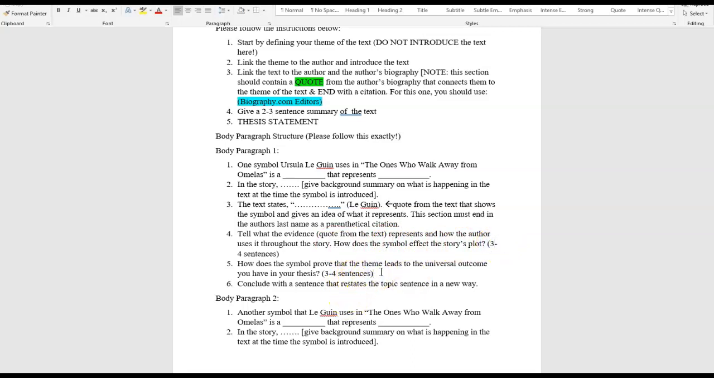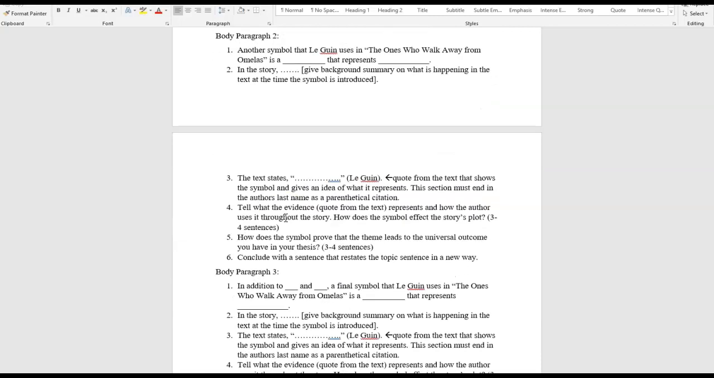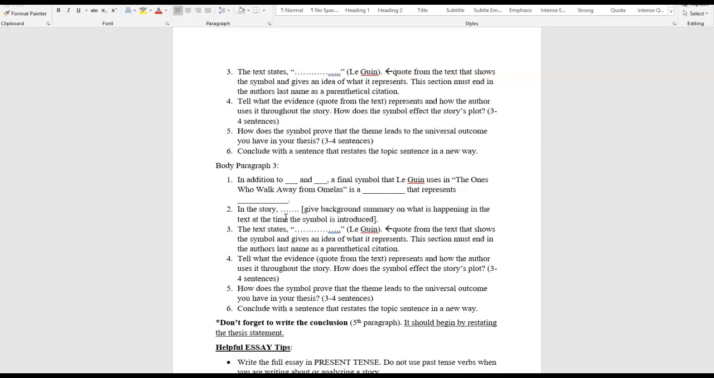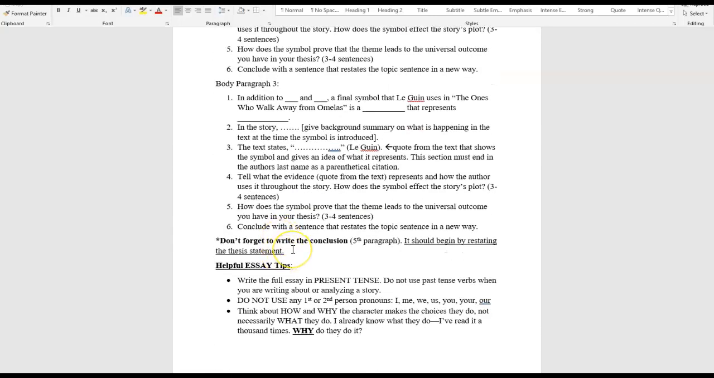Number 5, how does the symbol prove that the theme leads to the universal outcome you have in your thesis? Please don't forget this. That is 3 to 4 sentences as well. And then you will conclude with a sentence that restates the topic sentence. You don't have to do it in a new way, just do it the same way. For body paragraphs 2 and 3, you will follow the exact same structure. Don't forget to write the conclusion. That's your 5th paragraph. It should begin by restating the thesis statement exactly.